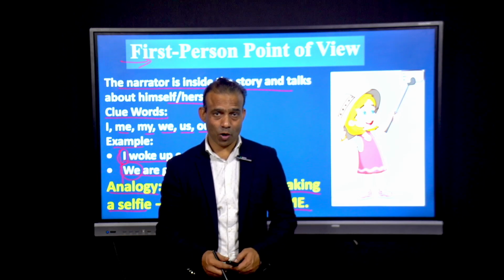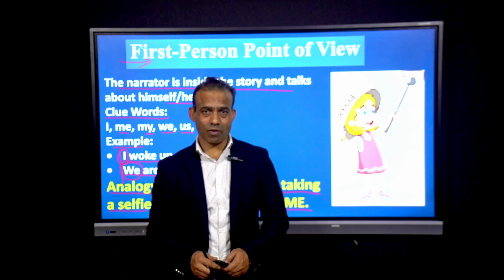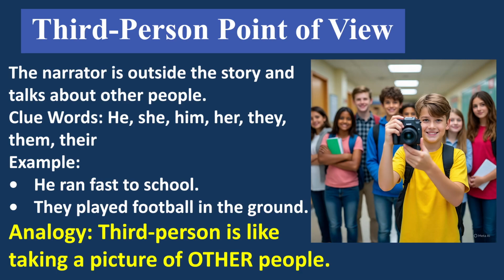Now, let's move to the next point and see what we are going to learn. Yes, now the third person point of view. It means the third person narrator. The narrator is outside the story. First person is the inside-the-story person, but here the narrator is outside the story. That is called third person point of view, and it talks about other people, not himself or herself. Clue words are he, she, him, her, they. These are the clue words, and them and their are also clue words for third person point of view.